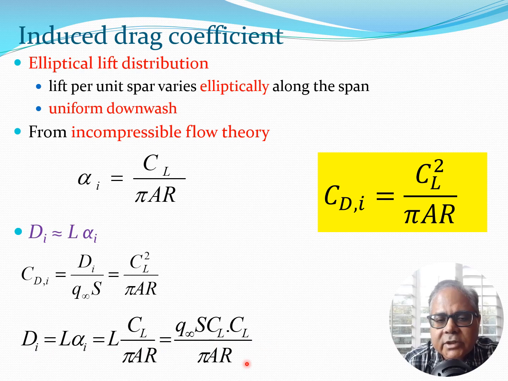Now, how did I get this? You can clearly see here from this equation that Di would be L alpha I, and L would be multiplied by alpha I, which is CL by pi AR, and so we get this value here, and therefore the drag coefficient comes out like this here.